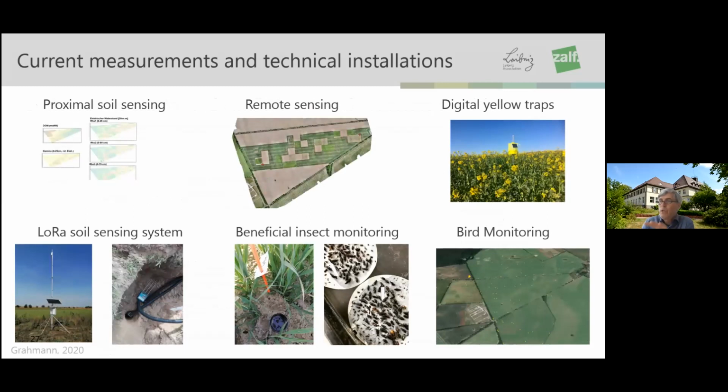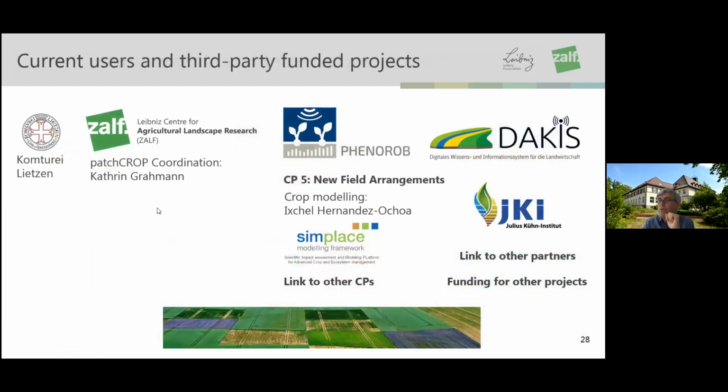Some impressions of what is set up in this experiment. I've listed that. These are just some images, but it shows the span of measurement related to soil processes up to biodiversity measurements, even up to bird monitoring activities that we carry out in the experiment. Some of the engagement of users and third-party funded projects.